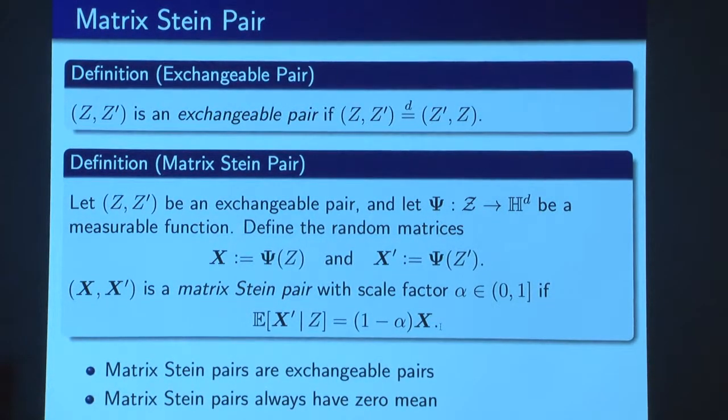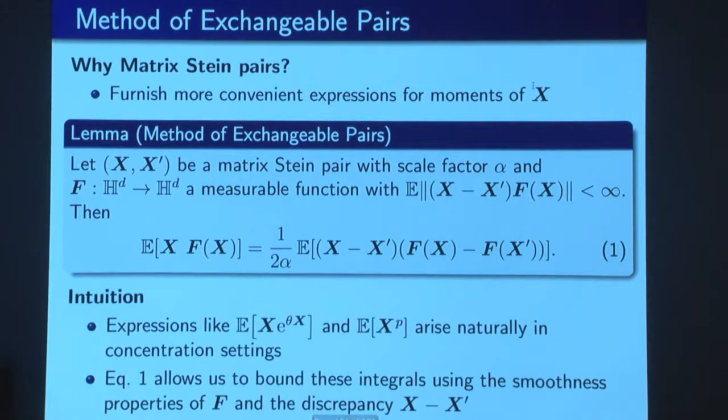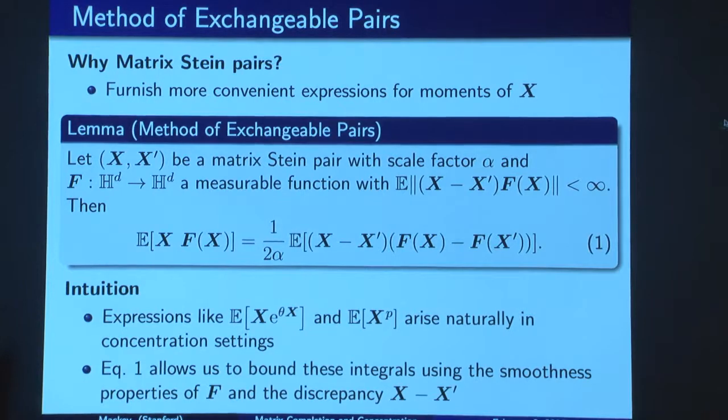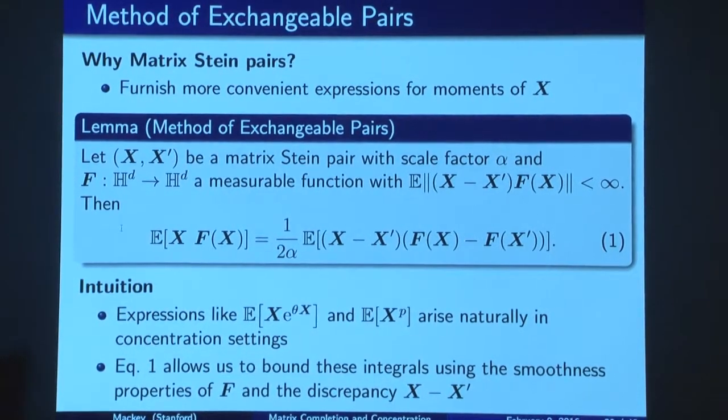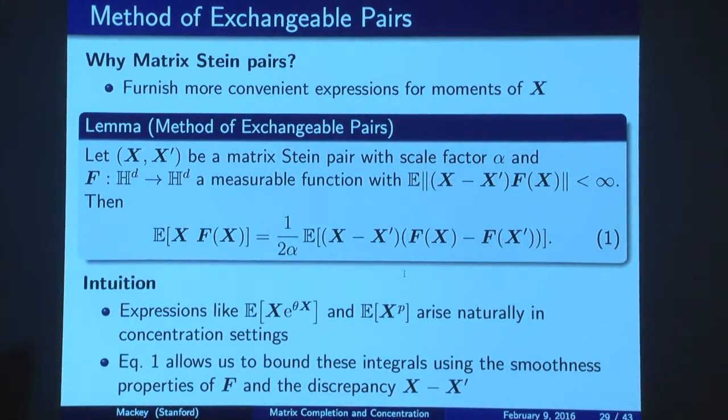OK, so why do we care about these matrix Stein pairs? There are a few reasons. So X is going to be our target. That's the thing that we want to master the concentration of. And it turns out that matrix Stein pairs furnish convenient expressions for the moments of X. So here's what I mean exactly. You might call this the method of exchangeable pairs. And it says that if I have an expectation that I care about for X, the expectation of X times some function f of X, then I can rewrite that expectation in terms of my matrix Stein pair. That is, I can exactly rewrite it as a function of the difference between X and X prime and the difference between f of X and f of X prime.